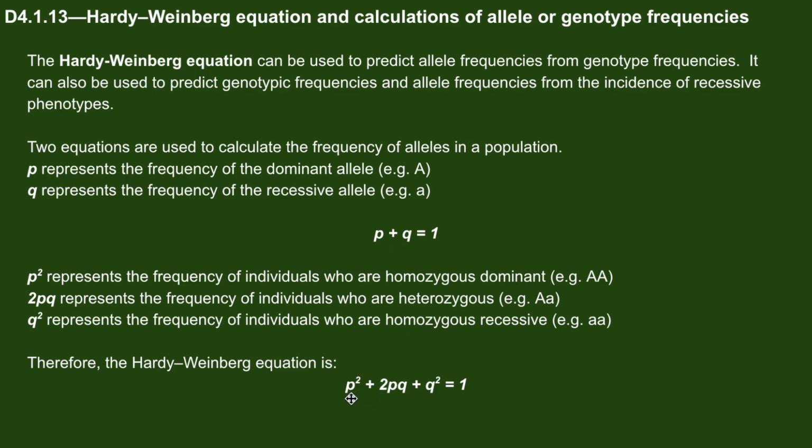The Hardy-Weinberg equation then is where we have P squared, so that's our homozygous dominant, like big A, big A. 2PQ is heterozygous individuals. If you picture a Punnett square, there's 2 ways to get heterozygous, big A, little a, or little a, big A, but we can always talk about heterozygous with the big A first, but that's why it's 2PQ. And then Q squared is the individuals who are homozygous recessive, little a, little a.